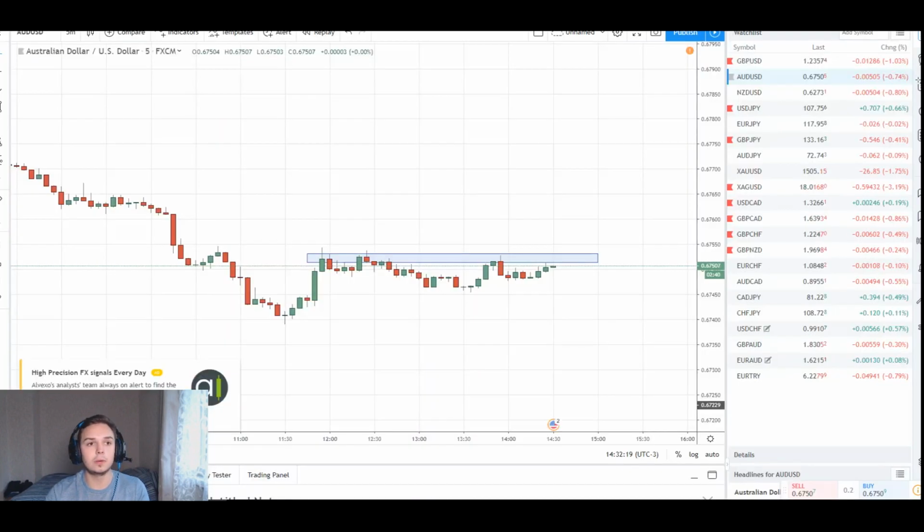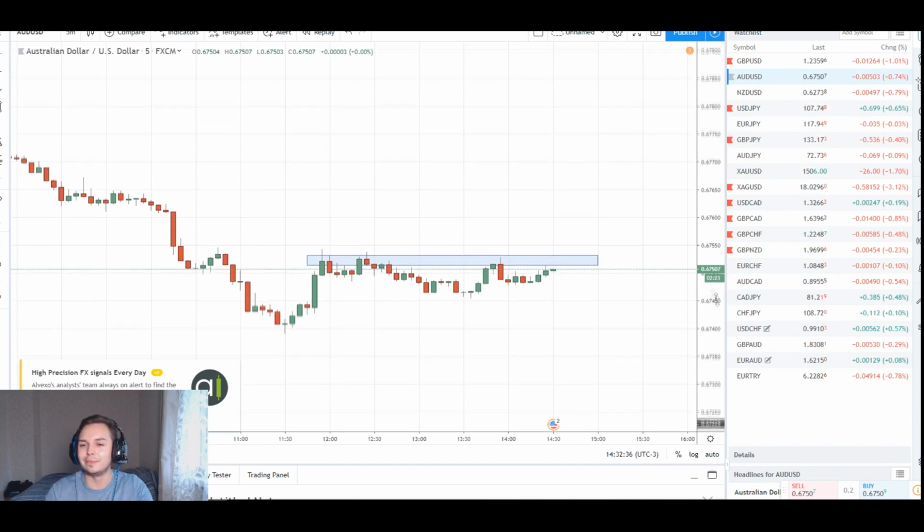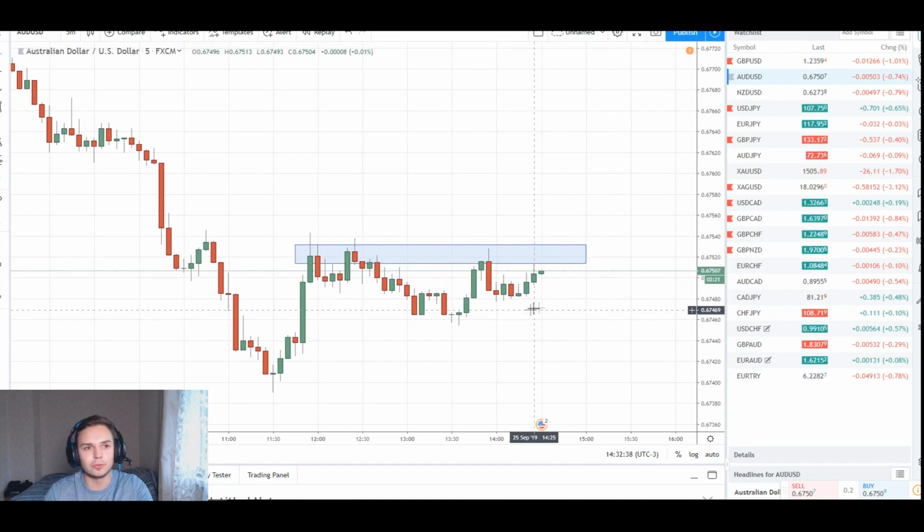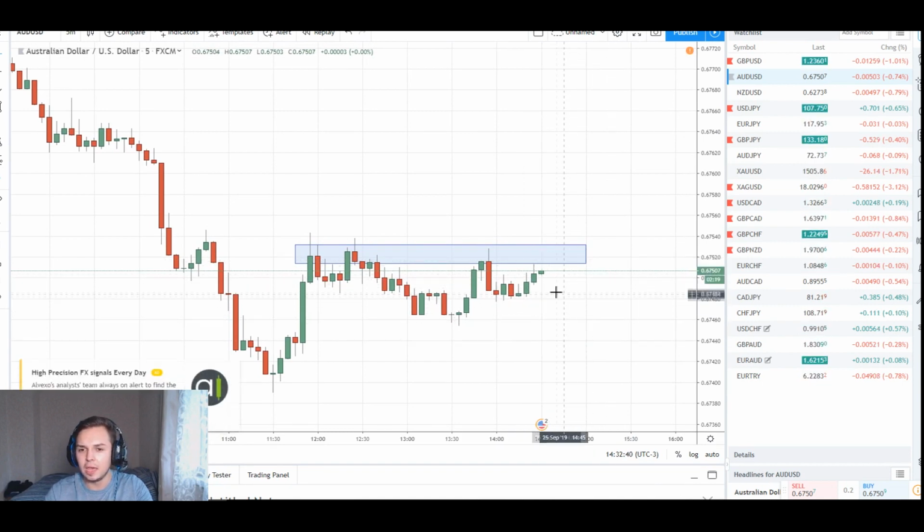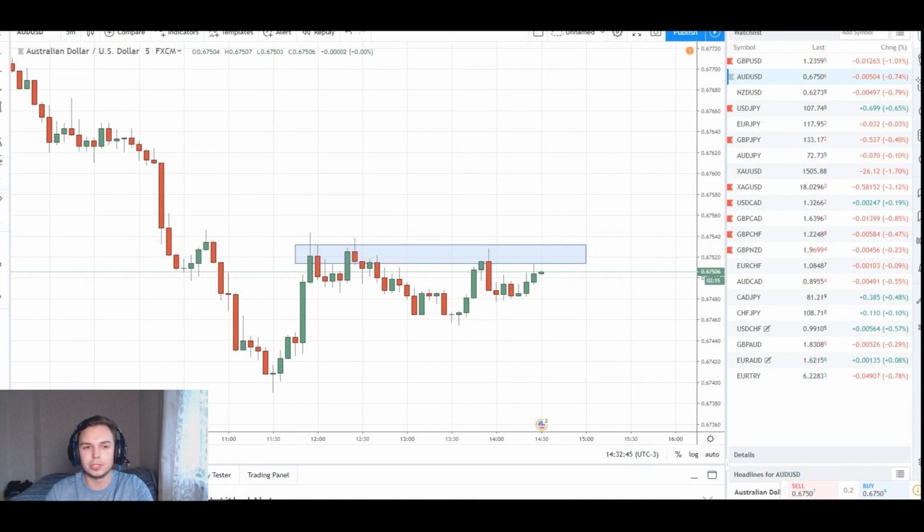AUD USD currently, what's going on over here? Not really moving. Bounce back off this rectangle. I wanted it to push a little bit more up, but since it's kind of late and the markets are closed, it's going to be sluggish, so don't expect a very exciting video, but I'll try to trade as much as I can. AUD USD, come on, move. It's not doing much, is it?